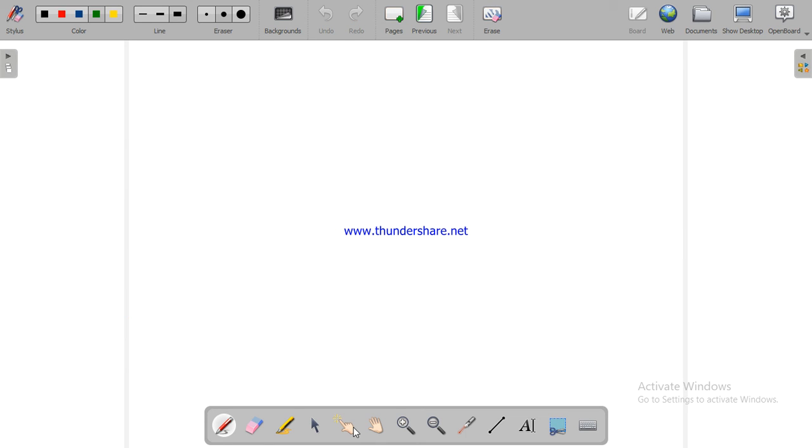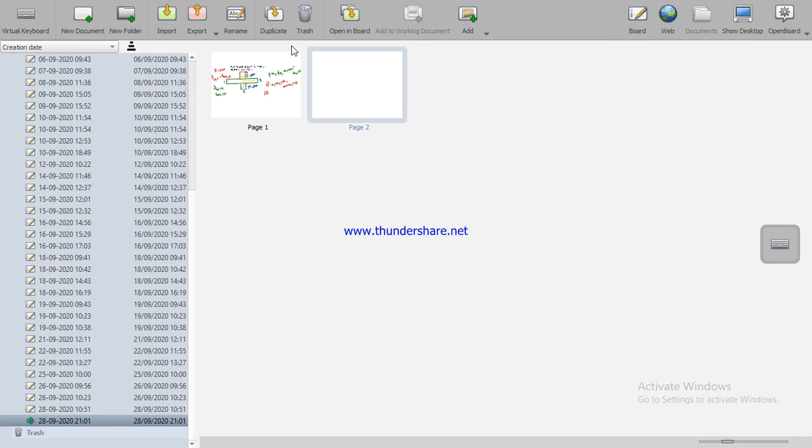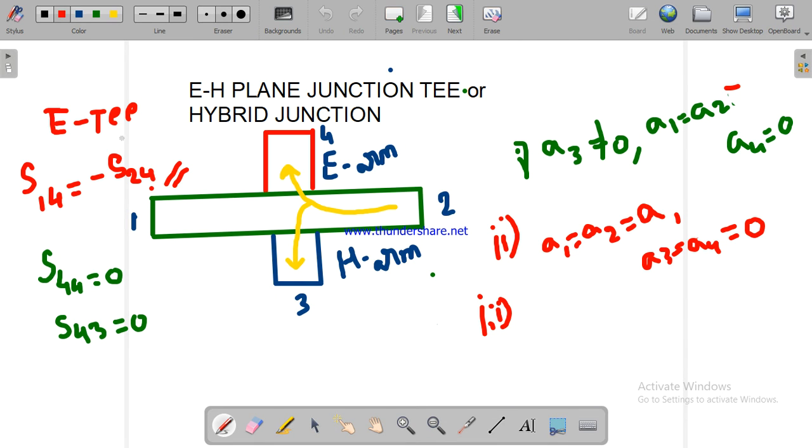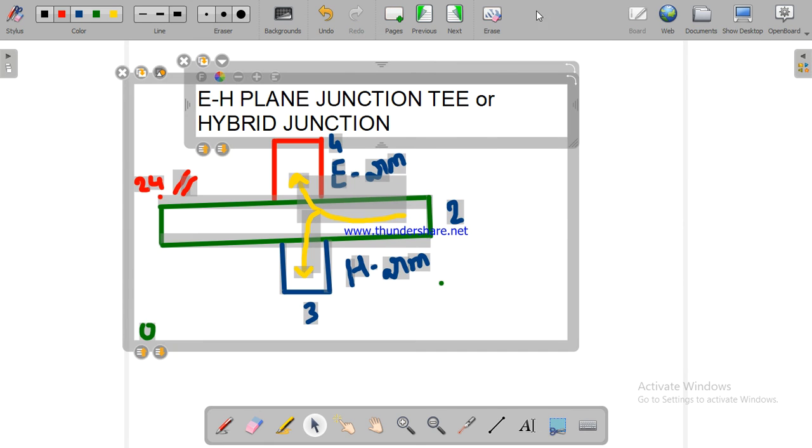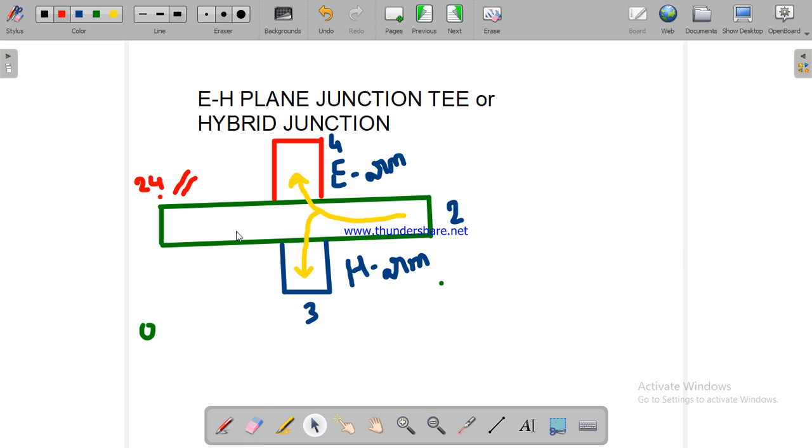Take another slide here. Okay, I will use this diagram. This is port 1.